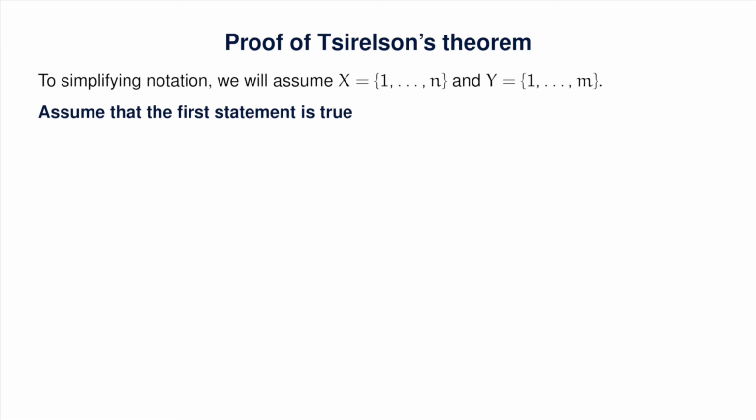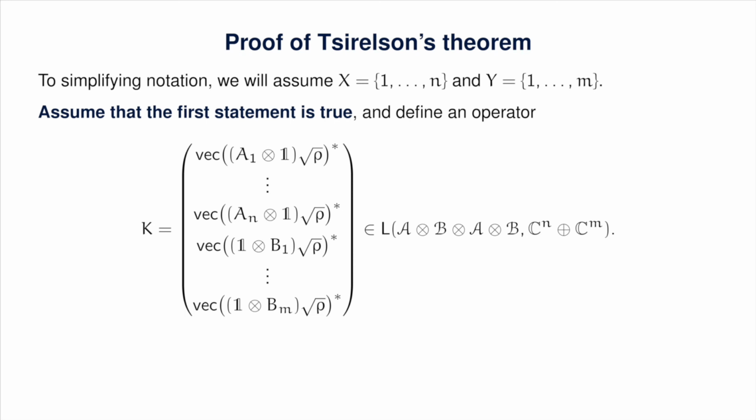We will directly choose suitable matrices R and S using the state ρ and the operators A1 through An and B1 through Bm that tell us how some entangled strategy performs for an XOR game. And the way that we'll do this is to first define an operator K like you see here, and we'll take a moment to try to parse that description.